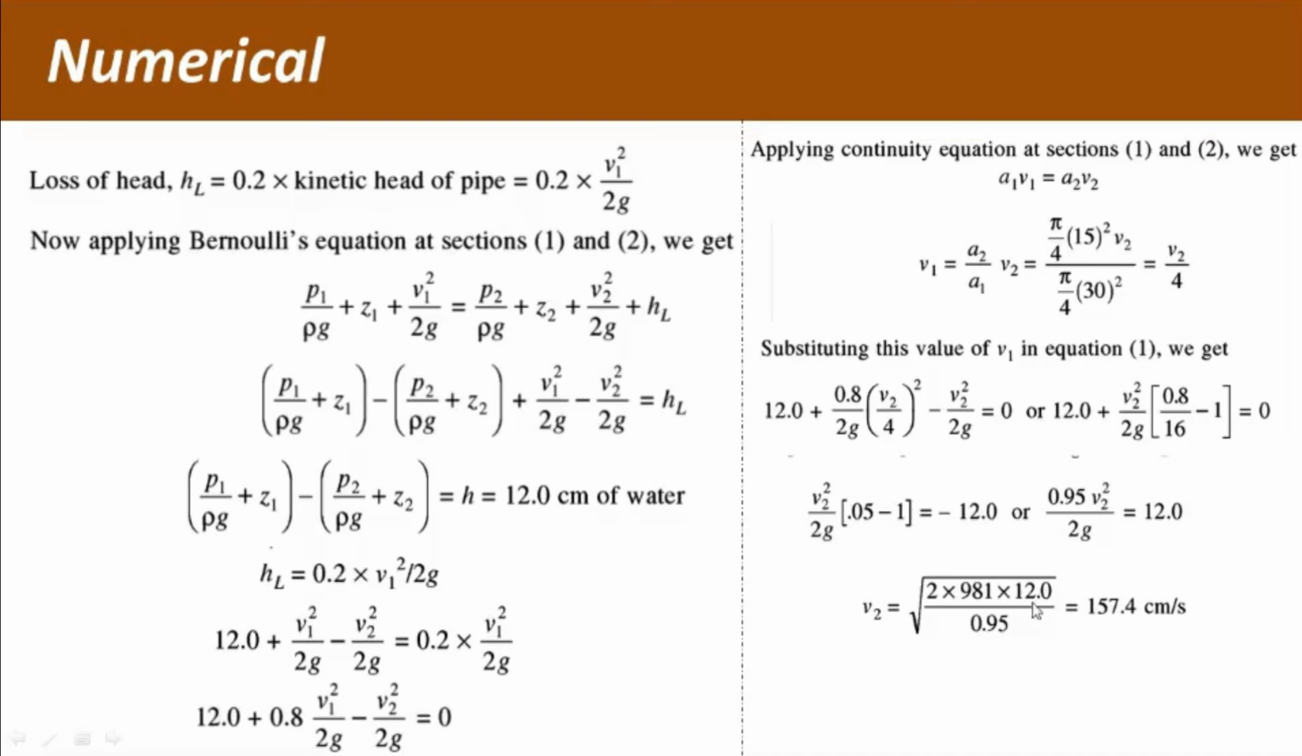Once V2 is known to you, we know discharge is nothing but A2 into V2. So it is 176.7 multiplied by 157.4, area into velocity. So it is 27800 centimeter cube per second. Remember, to convert centimeter cube per second to meter cube or liters per second, divide by 1000. So it is 27.8 liters per second.